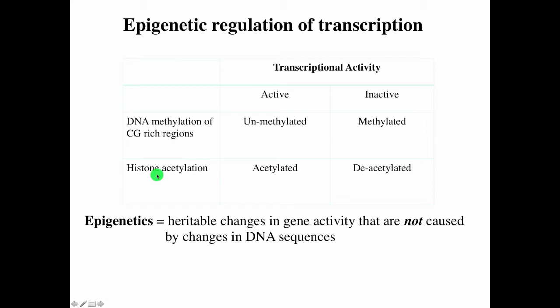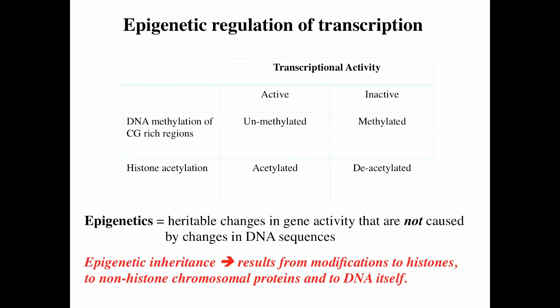Also, you might acetylate histones. Acetylated histones suggest that genes may be active, whereas deacetylated histones suggest that genes would be inactive. As we said, epigenetic inheritance relates to modifications to histones and to non-histone chromosomal proteins and potentially to the DNA itself, but it's not changing the nucleotide sequence.